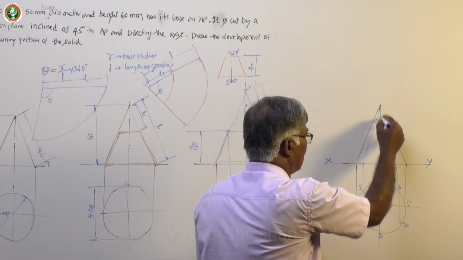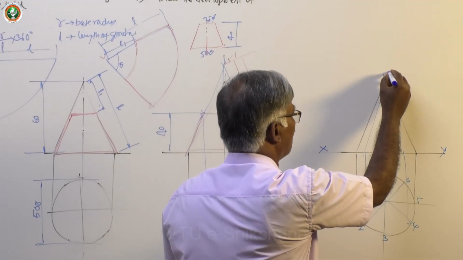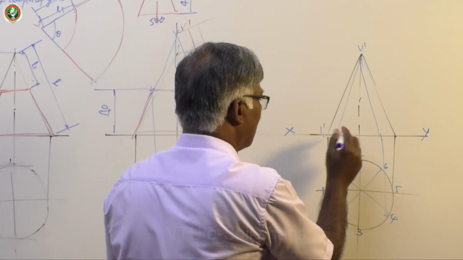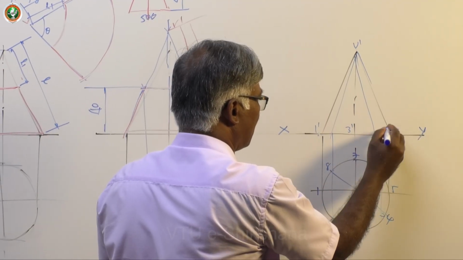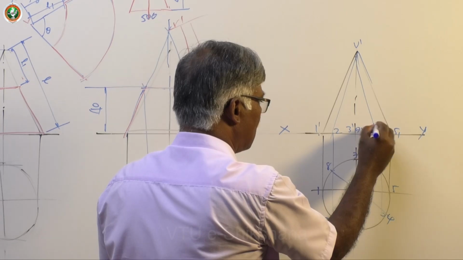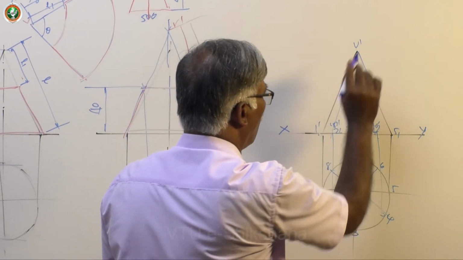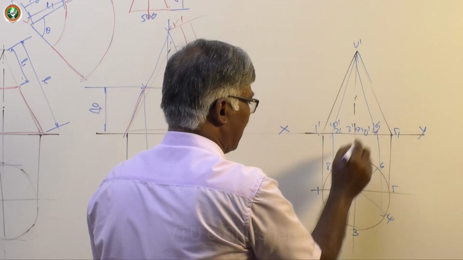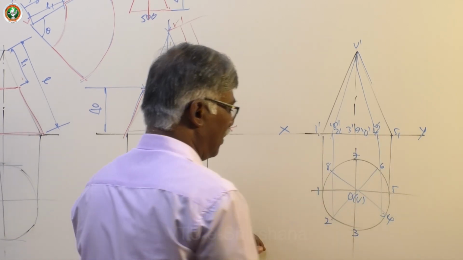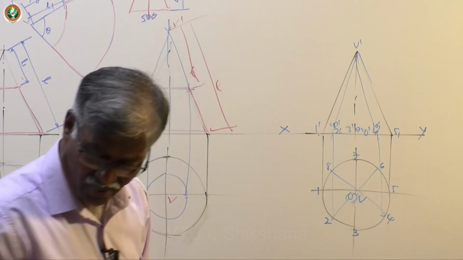Then draw thin lines for all imaginary generators. This is V dash, 1 dash, 3 dash, 5 dash, 7 dash. In between you have 2, 4, 6 and 8 with all dash. This is V dash. O1 is there, O dash is there. Do not worry, O in bracket V is the top point.